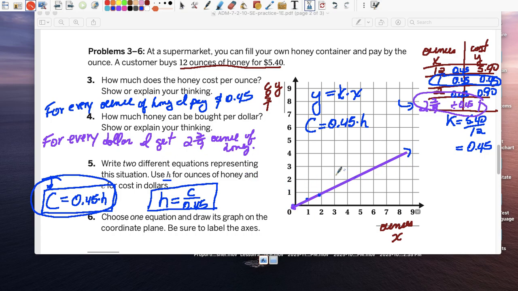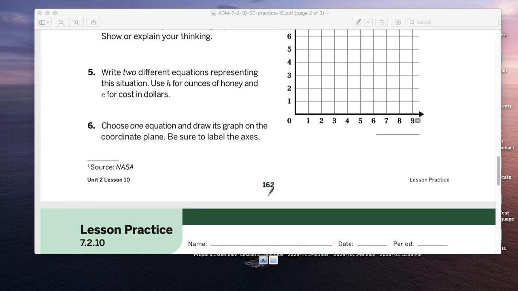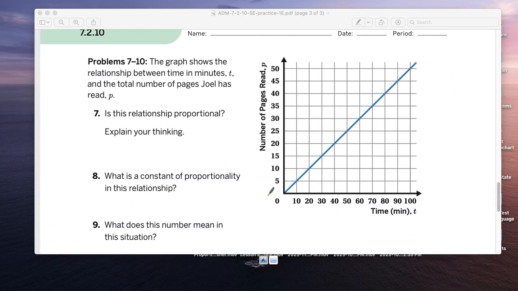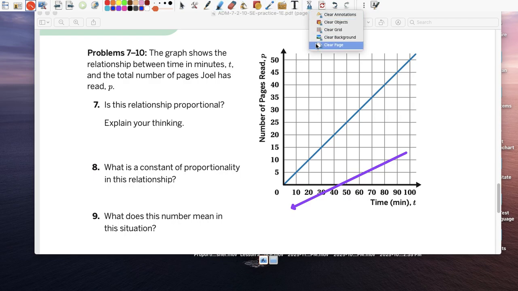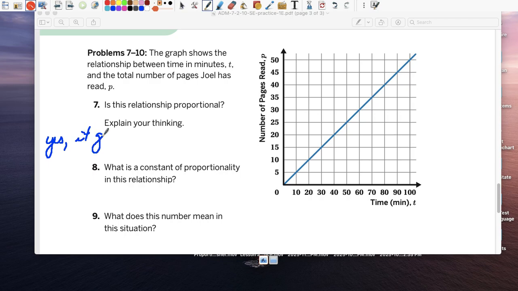So this line has a name. This line is called y equals, or c, 0.45x. Let's go to the other page. What is this? Is this relationship proportional? Yes. Let me clear the page. Yes, it goes through the origin, and it's a straight line.